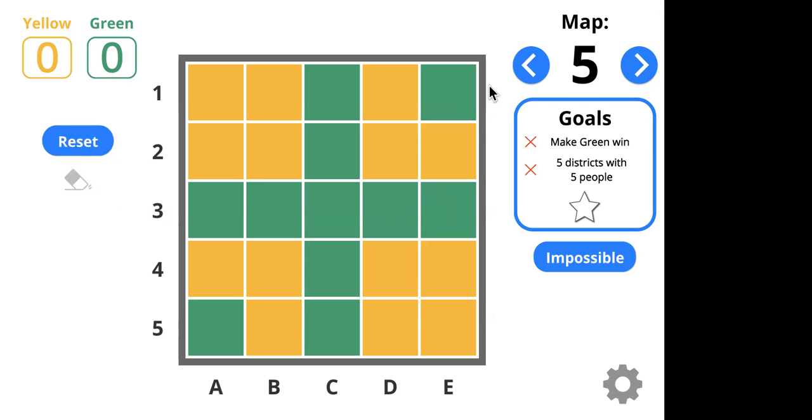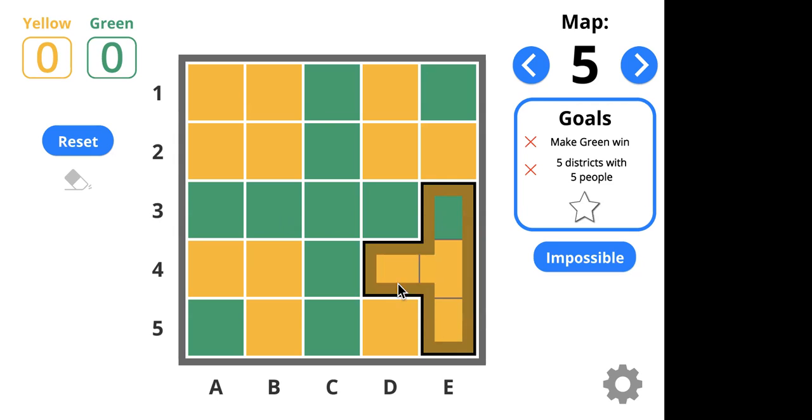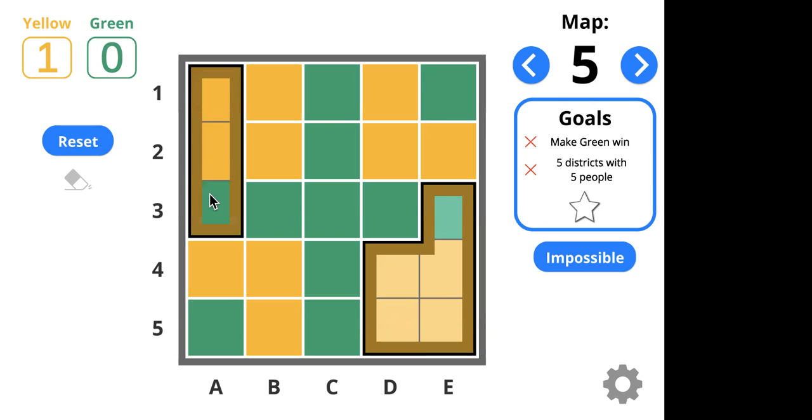Could pack them all in with 3, 4, 5, E, and then 4, 5, D. Yeah. Then you could do the same with 1, 2, 3, A. And then 1, 2, B.